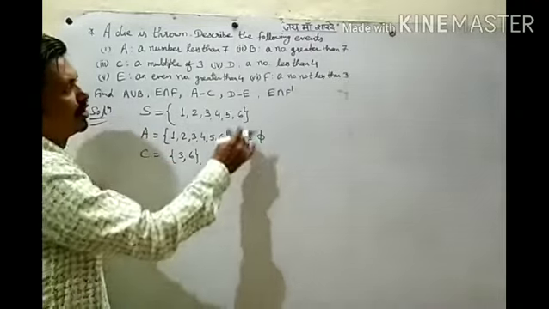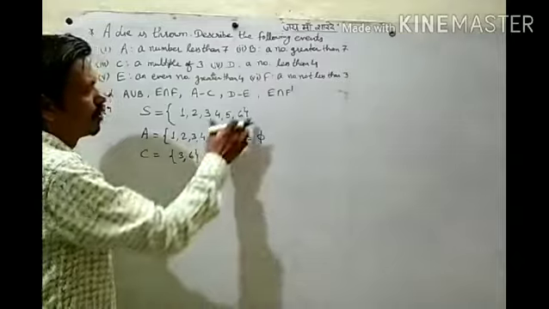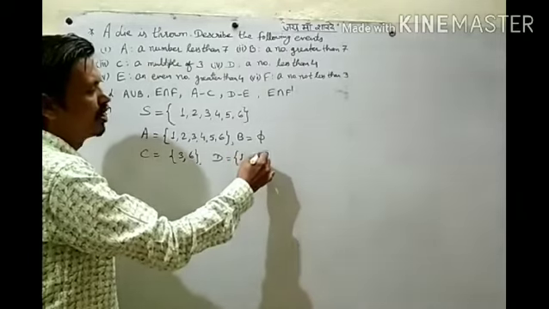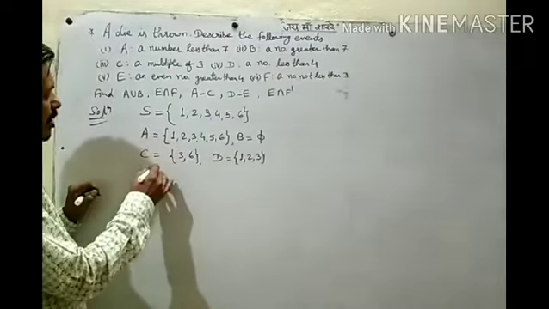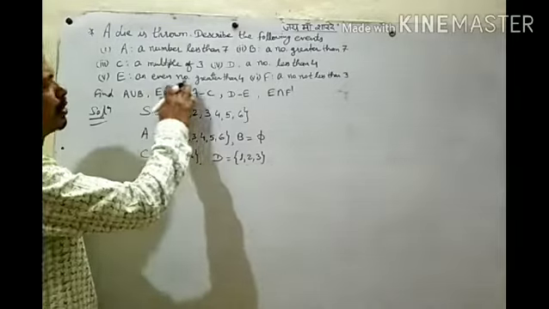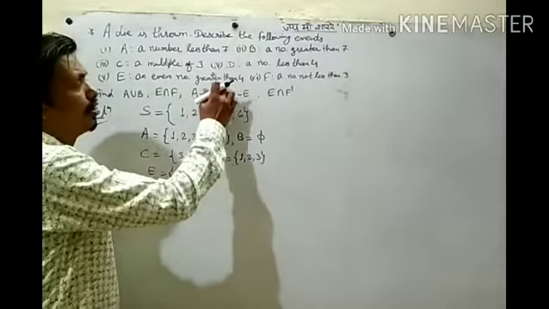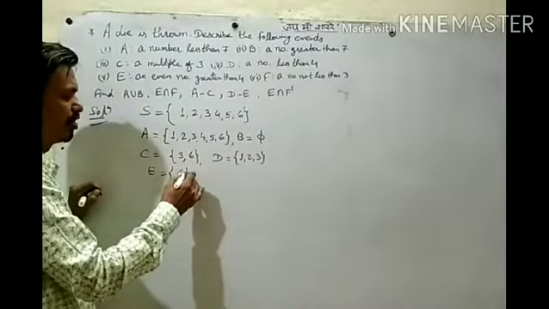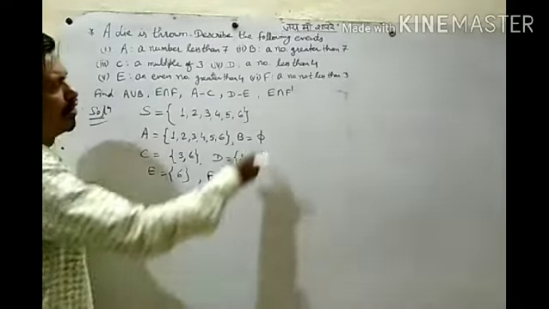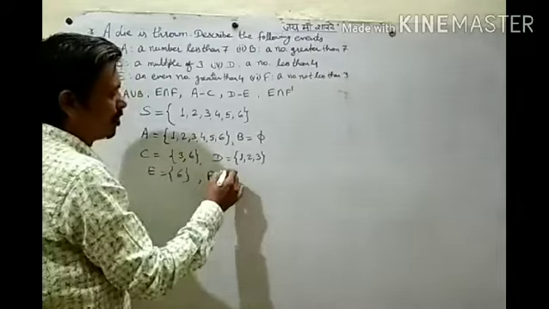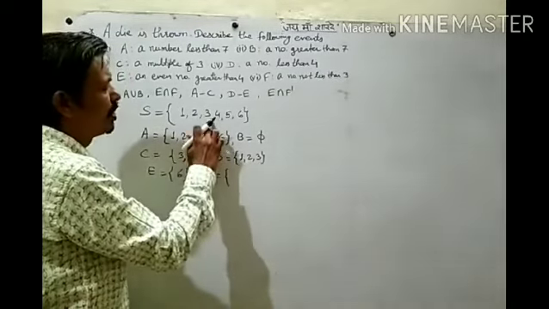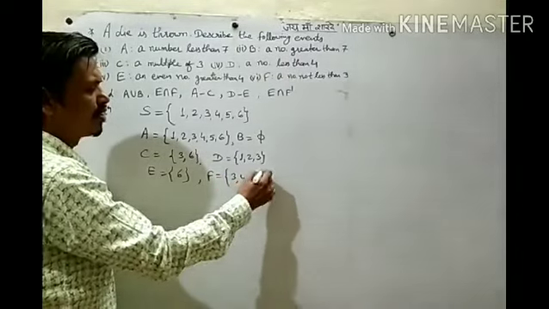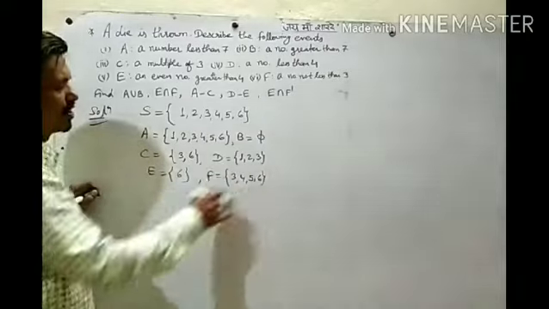Event D, a number less than 4. From this sample space, numbers less than 4 are 1, 2, 3. So event D has 3 sample points. Event E, an even number greater than 4. The number should be even and more than 4, so here the only one is 6. Event F, a number not less than 3. Which numbers are not less than 3? 3, 4, 5 and 6. These are our events A, B, C, D, E, F.